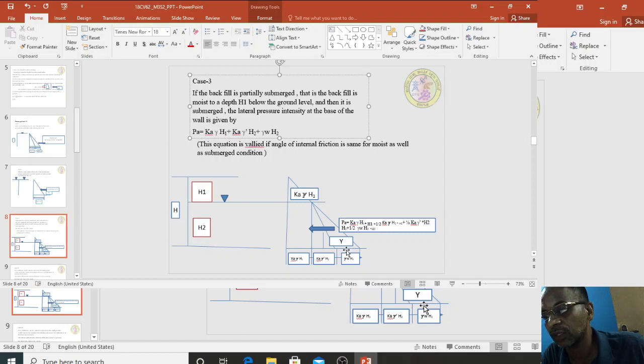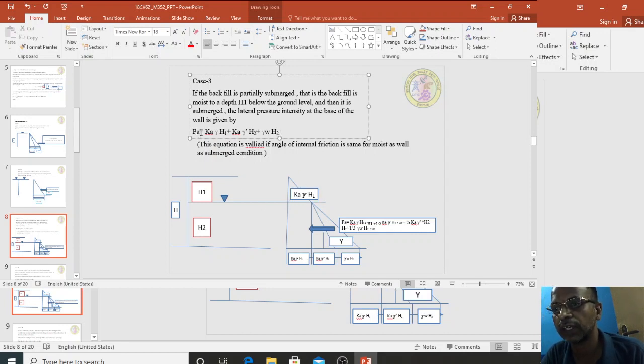Next, the triangular portion: even though it is not a right angle triangle, we are assuming it as a right angle triangle. Half into gamma w into h2 into h2, that is half into base into height, acting at a distance of h by 3. Now, the total pressure PA is equal to the pressure from Ka gamma H1, the pressure from Ka gamma dash H2, and gamma W H2, the triangular portion.